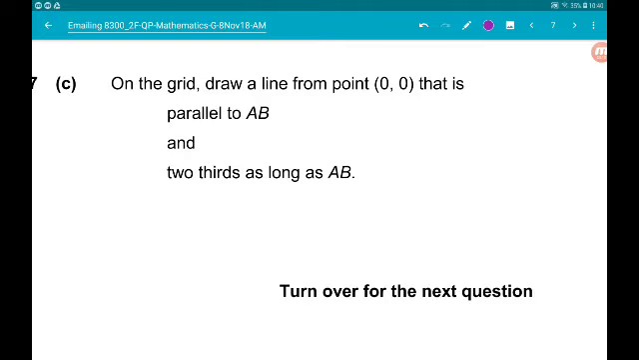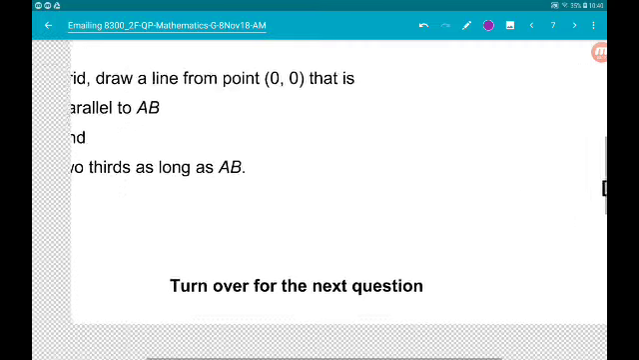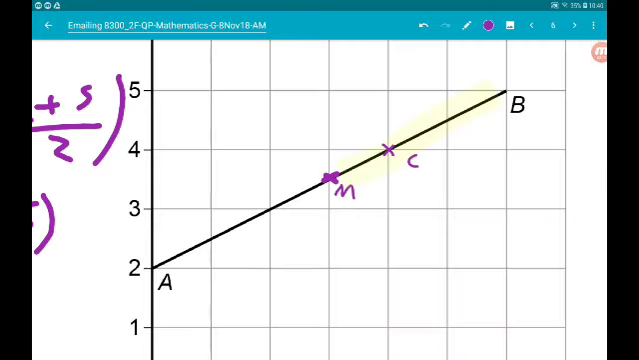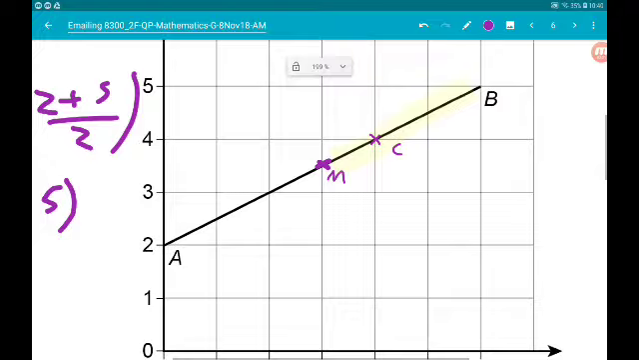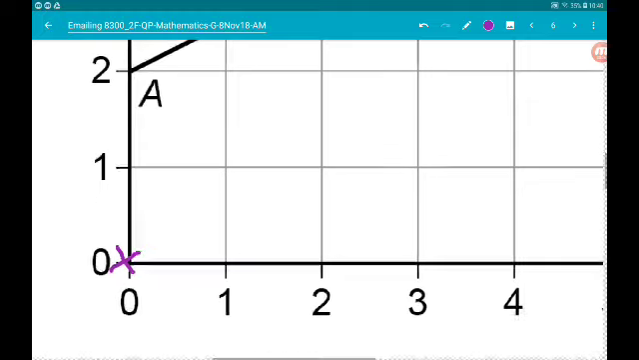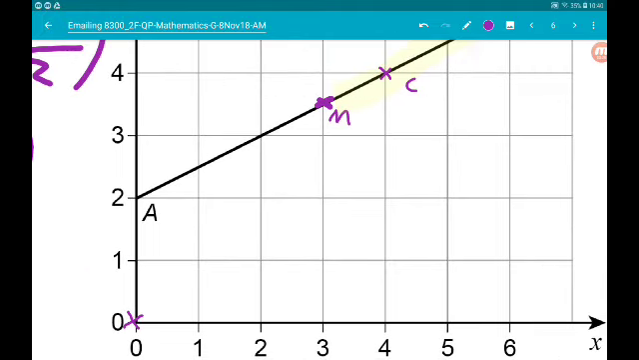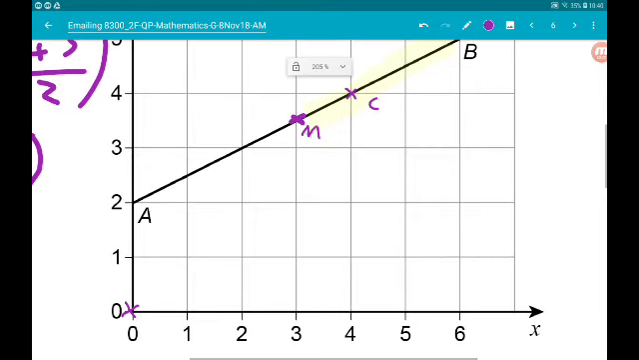At C, on the grid, draw the line from the point 0, 0 that is parallel to AB and is 2/3 the length. So this is only 2 marks. Okay. So 0, 0 is this point down here. Now, we know that we want this other line to be parallel and 2/3 of the length.